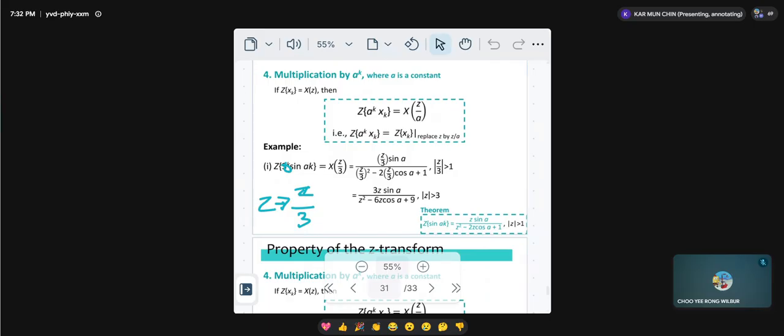Then you just rearrange this. Rearrange here, everything multiplied by 3. Rearrange this, then you get 3z sine a over z square minus 6z cos a plus 9. And over here you rearrange it because you want it in terms of z, so |z| will be more than 3. So the multiplication property is very straightforward.